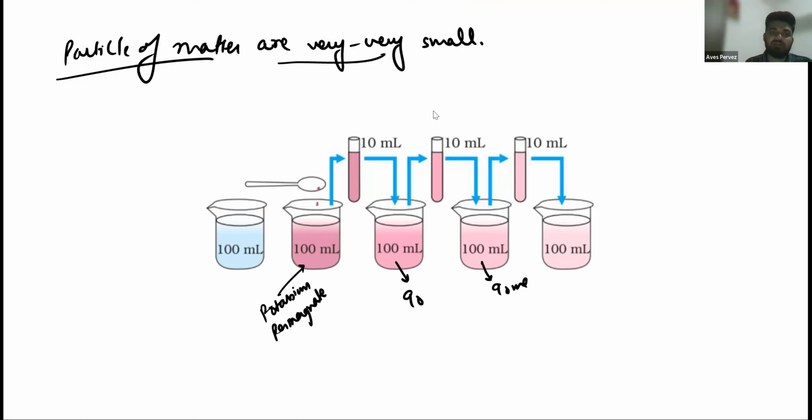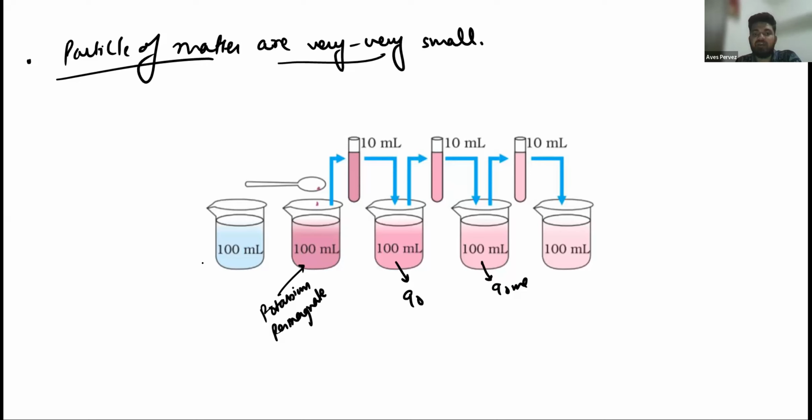We are just studying the characteristics of particles of matter. What are the characteristics of the particles of matter? The first characteristic of the particles of matter is that they are very, very small. What we are studying here is how we can prove that the particles of matter are very, very small. This can be proved by an activity.